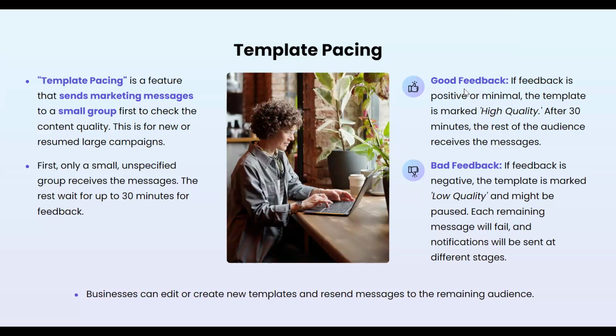Okay. And by positive feedback, you mean if they don't block us, or if they don't report the message, then that's considered as high quality. Yeah. So feedback is basically a combination of read rates, blocking the phone number, and reporting your business. These are the three metrics. It is a combination of all three of these. So if no one is blocking your business or no one is reporting your message, but no one is even reading your messages, then that is considered as negative feedback.